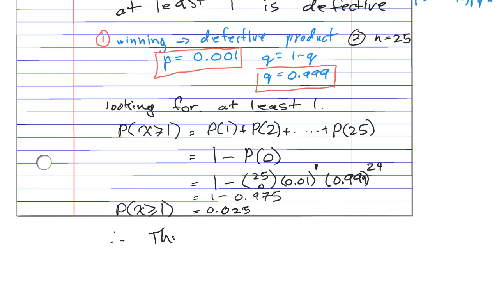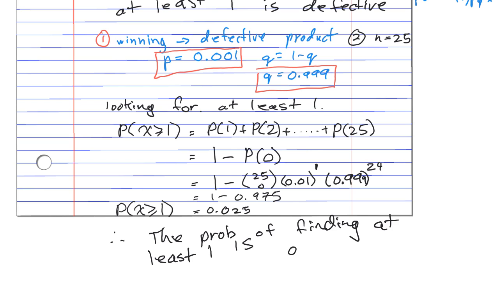Therefore, the probability of finding at least one is 0.025, or otherwise known as 2.5%. And we're done.